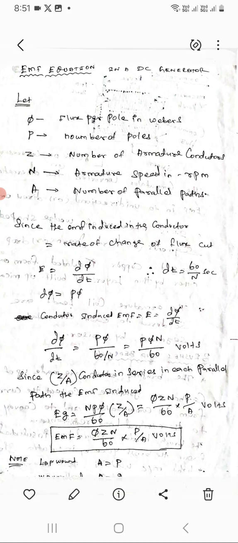This is the EMF equation of the DC generator: ΦZN divided by 60 into P divided by A volts. Construction wise, the armature winding is laminated. For lap winding, A is equal to P. For wave winding, A is equal to 2. Note the point: lap winding A is equal to P, wave winding A is equal to 2. Problems are solved for the EMF equation by substituting for lap winding and wave winding.